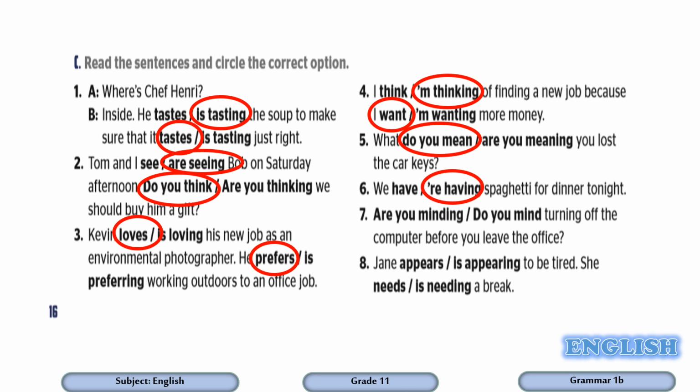Are you minding or do you mind? I'm asking here. It's a polite request. So we always say for polite request, do you mind turning off the computer before you leave the office? Jane appears or is appearing to be tired. I'm talking about the state of Jane here and not her action. So she seems or appears. She needs or is needing a break. To need, it's about her feeling. So it's a stative verb.